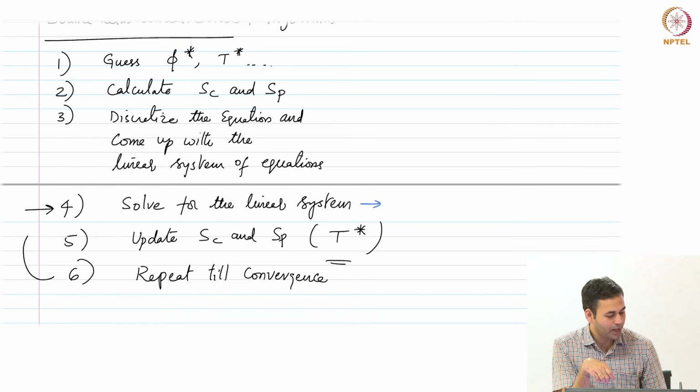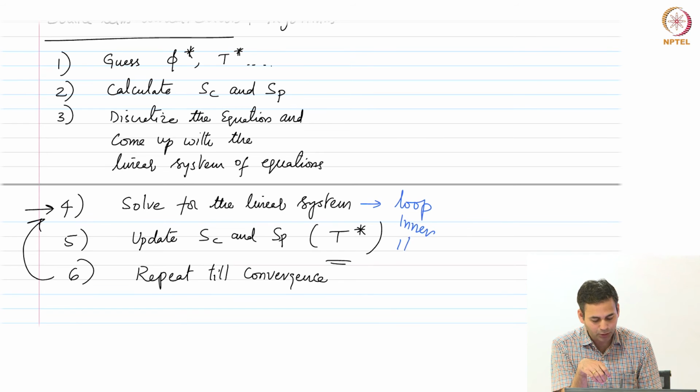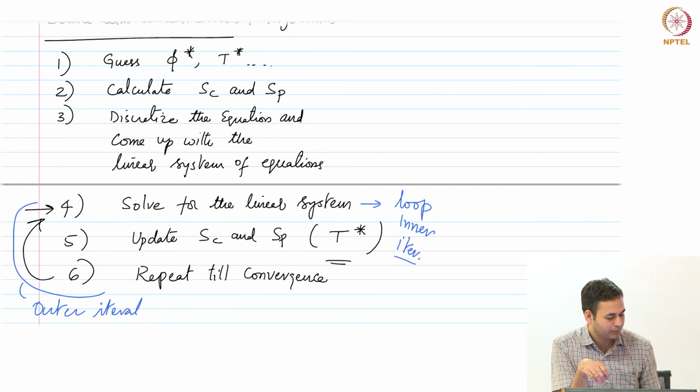So that means I go back, and once I have the updated values, I go to step 4 and then update the coefficients, then solve for the system, then update the SCSP and so on, and once you reach convergence you can stop. Do you see two loops here? There is one loop here which we call the inner iteration loop, and there is an outer loop, that is this guy, the outer iteration loop.